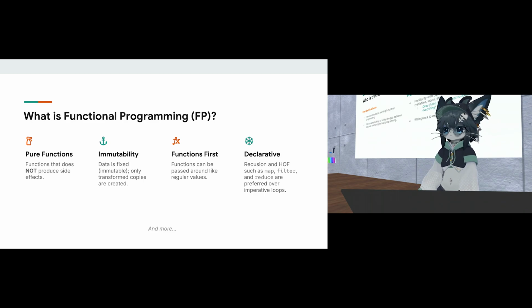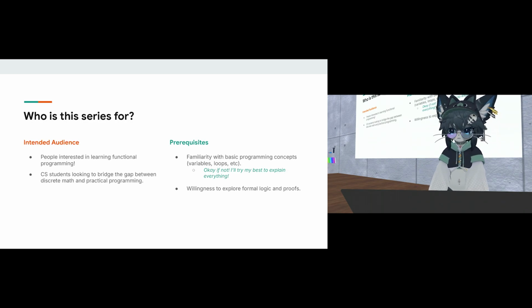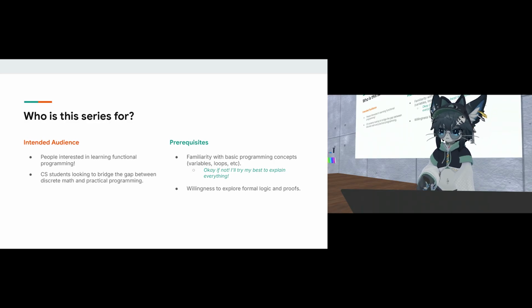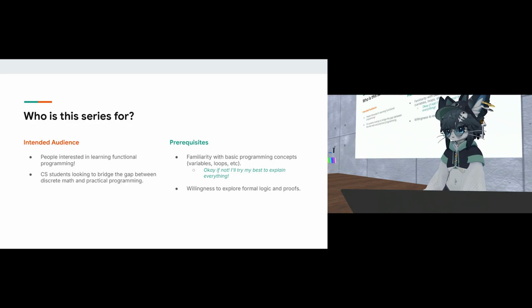So feel free to look into it more. This series is mainly for people who are interested in learning functional programming, especially CS students who want to connect computer science with mathematics. However, you don't need to already know functional programming or their underlying math concepts because I will explain them to you. Basic programming knowledge helps, but if you don't have it, it's okay. I'll try to explain everything, and you're free to leave a comment for me to clarify anything you don't understand.